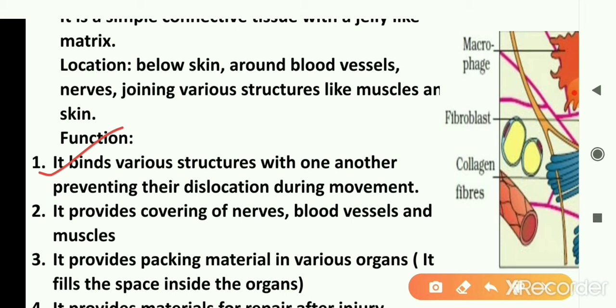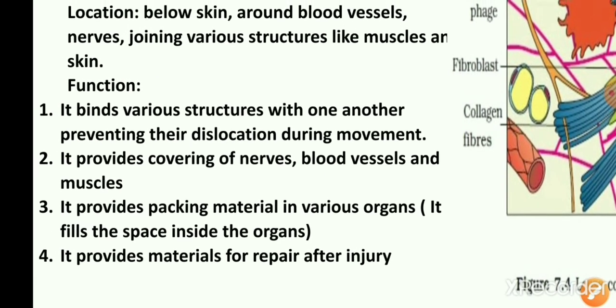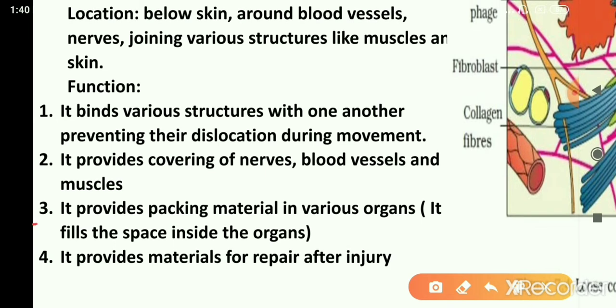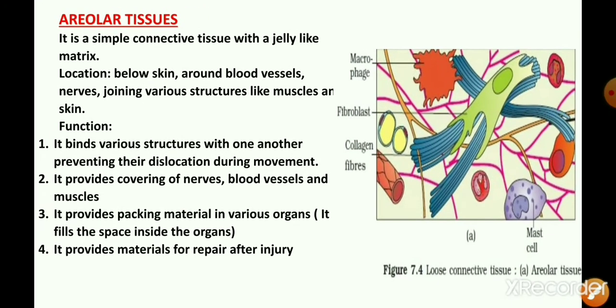Then the areolar tissue forms the covering of nerves, blood vessels, and muscles. The next important function is that it forms a packaging material in various organs. All the spaces inside the organs are filled up by areolar tissue, and it also provides materials required for repair after injury. So these are some of the important functions performed by areolar tissue.